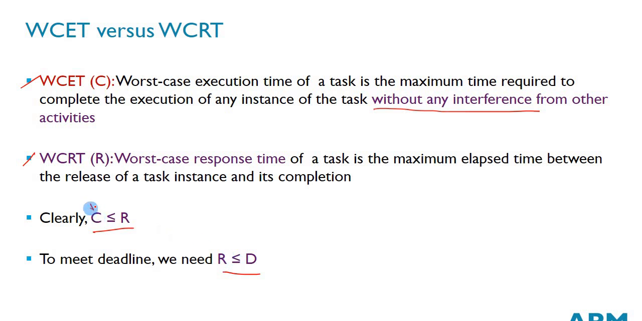This is without any preemption, just as it is. This is with preemption, and this is your periodic deadline, D. So roughly you can get the idea why C has to be less than or equal to R, which has to be less than or equal to D. And in our case, we say that D is equal to P, your period.